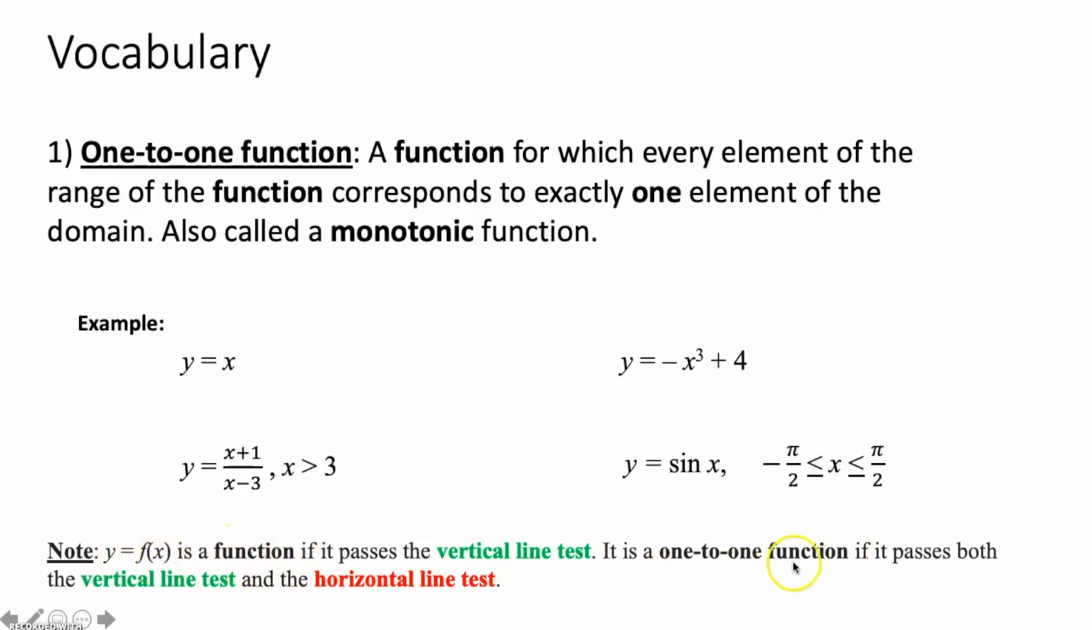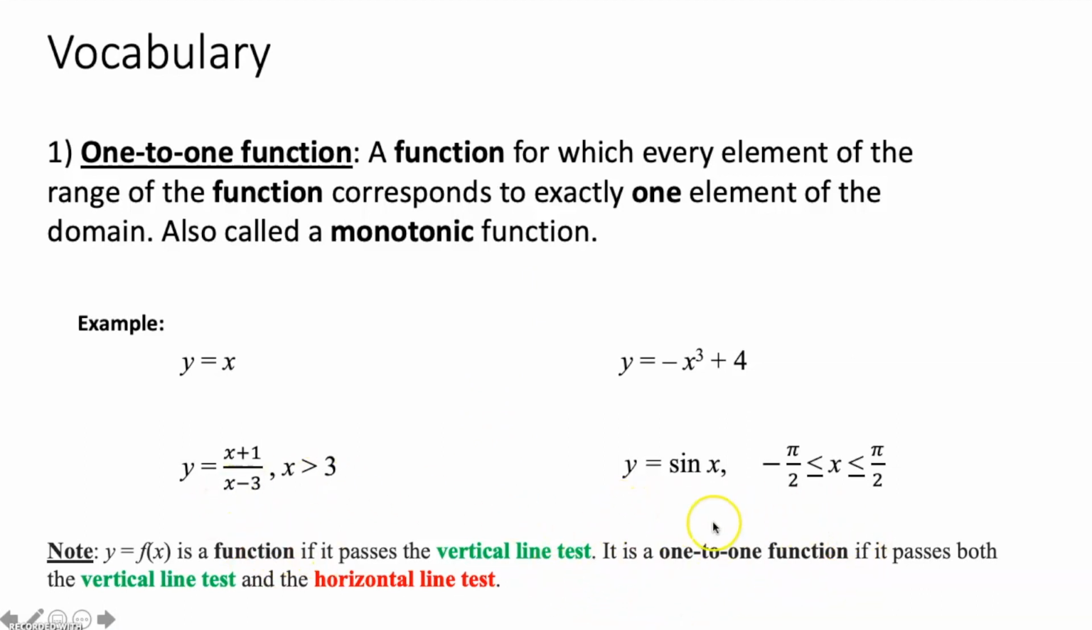It's a one-to-one function if it passes both the vertical line test and the horizontal line test. So if it passes the vertical line test, like we just said, and we take a horizontal line or a horizontal straight edge and move it from the top of the graph to the bottom of the graph, and it doesn't touch the function at two or more points, then not only is it a function, but it must be a one-to-one function.